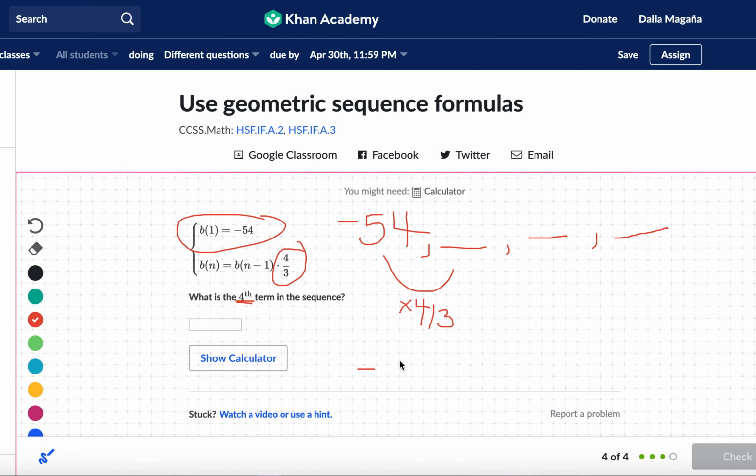So let's go ahead and take negative 54 times 4/3. Remember, I can add a 1 under, and I just can multiply across. Okay, so 54 times 4, negative 216. And then 1 times 3 is just 3. Maybe I can reduce. Yeah, I can. That's going to give me negative 216 divided by 3 is negative 72. So that's my second term, and I have to do this all the way to my fourth term.